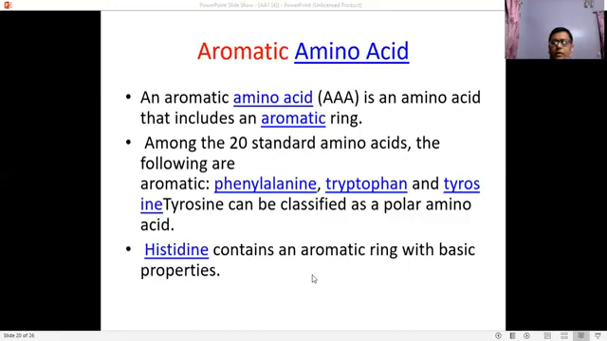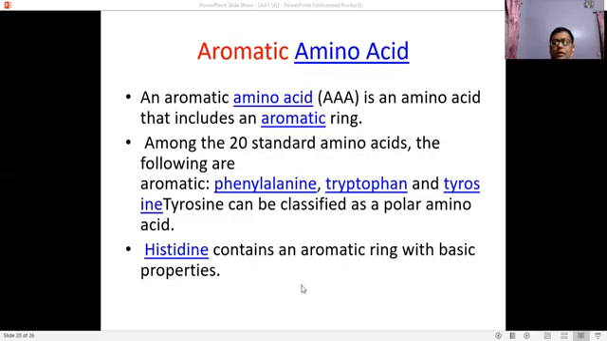Last but not the least, aromatic amino acids. An aromatic amino acid is an amino acid that includes an aromatic ring. Among the 20 standard amino acids, the following are aromatic: phenylalanine, tryptophan, and tyrosine. Now, tyrosine has an OH group. It makes it a polar amino acid because this OH can form hydrogen bond with water molecule or any other polar molecule. So it is a polar amino acid which has an aromatic ring structure.